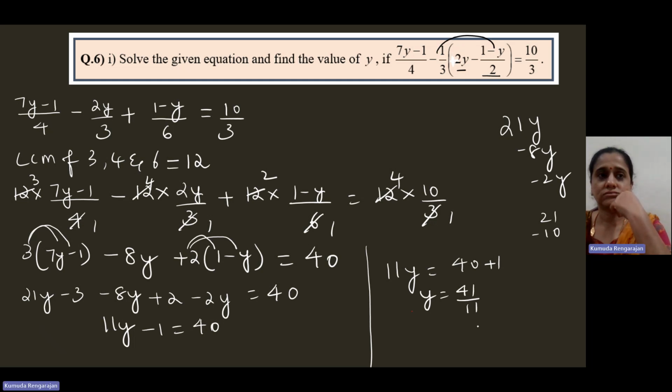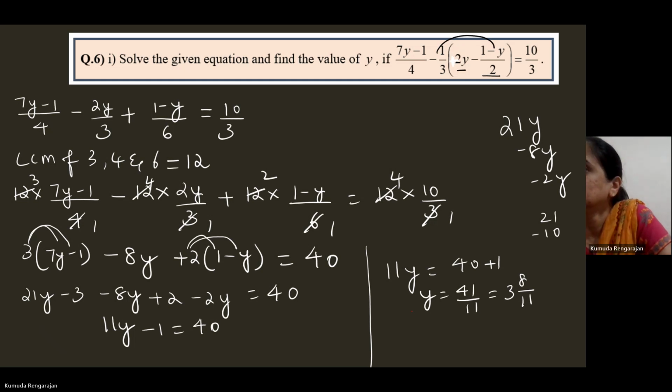The answer should be converted into decimals. No, decimal not needed. Here we have a mixed fraction in the question, 10 by 3. So you can also leave the answer as 41 by 11. But it's not wrong to put it as a mixed fraction. In the question itself, we have an improper fraction. So you can also leave it like this, 41 by 11. As a mixed fraction, it would be 11 3s are 33, 3 8 by 11.